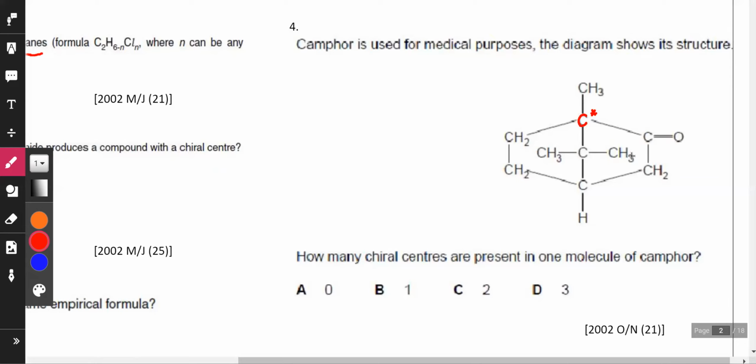Okay. Hiba, Rida, is this clear? Abba, is this clear? Yeah.